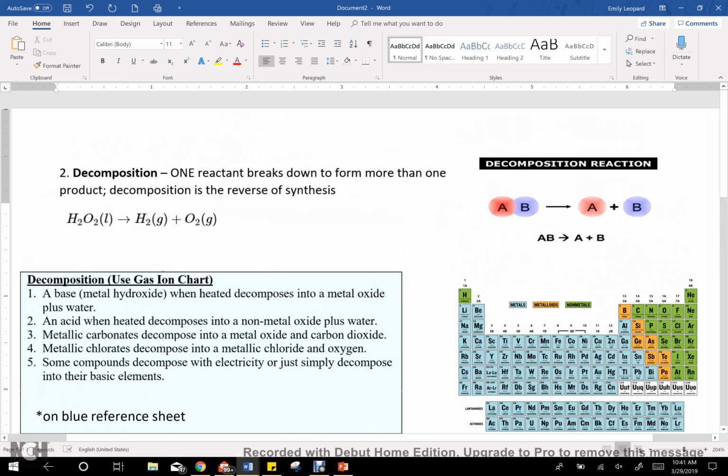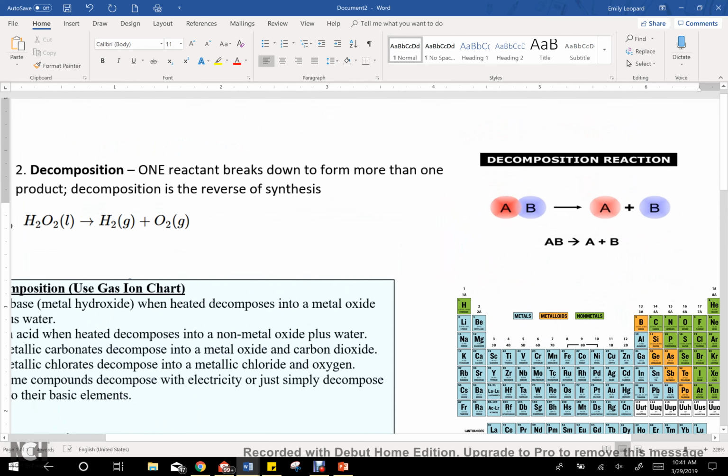Alright guys, so this should be group 2 on decomposition.